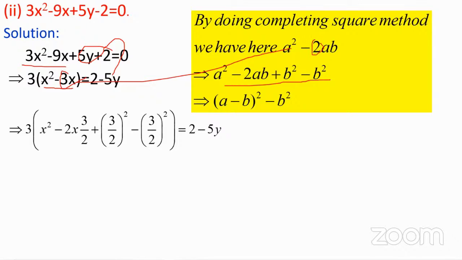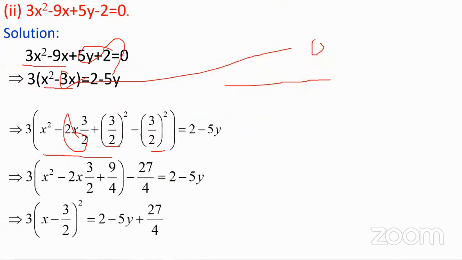Then for getting 2 here, I'm multiplying 2 by 2, then I will get this one. So multiplying 2 by 2, then 2x of 3 by 2, then add and subtract b square, then I will get x square minus 2ab plus b square minus b square. Just simplify this one: 3 of x square minus 2x of 3 by 2 plus 9 by 4, and again negative 9 by 4 taking outside of the bracket, then you will get minus 27 by 4, that is equal to 2 minus 5y.